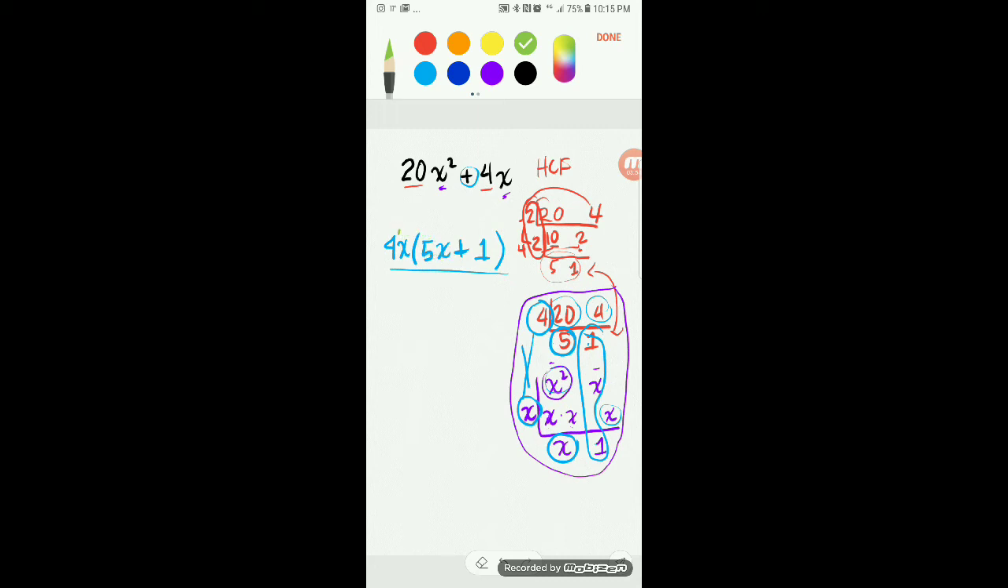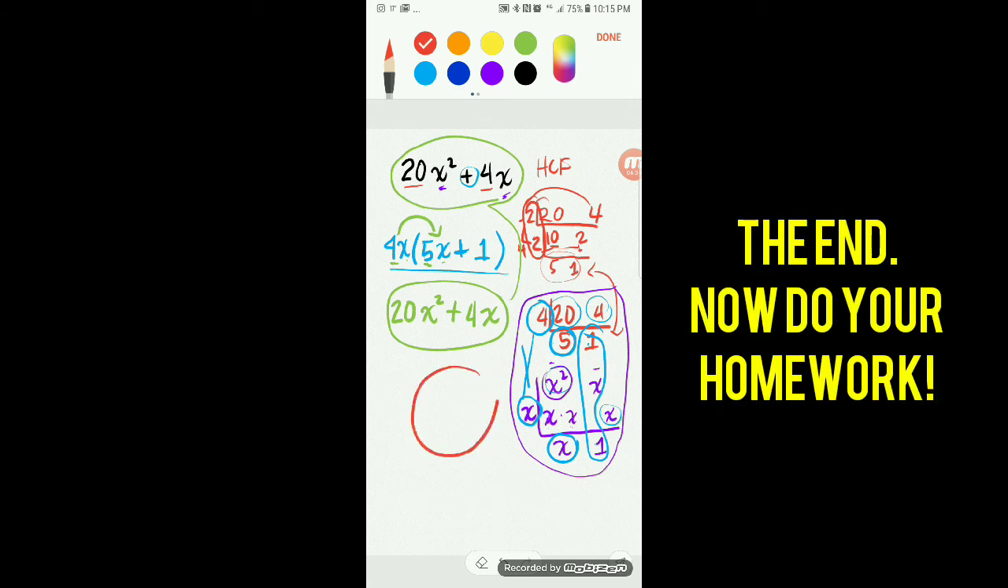So let's multiply this by this. So 4x times 5x. So let's multiply the number first. So 4 times 5 is 20. x times x is x squared. Remember, index rule number 1. Plus 4x times 1. So we know that any number or variable multiplied by 1 is still itself. So this is 4x. Now, is it the same as the original one? Yes. So if it is the same, then you are correct. Here's a smiley face for you. Yay! Now do your homework.